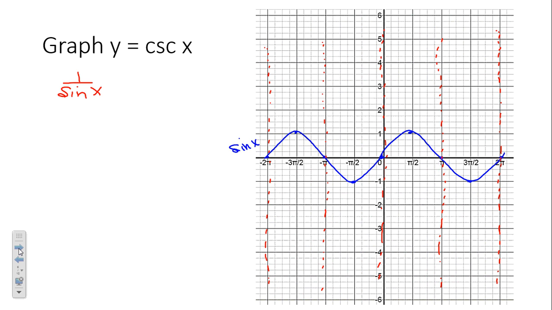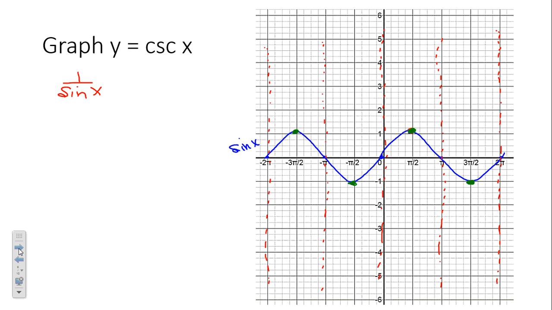At 1, we're 1. Let me do this in a different color. What about at 3 pi over 2? Negative 1. At negative pi over 2? Negative 1. And at negative 3 pi over 2? Positive 1. So that's where they're the same. It's coming together.